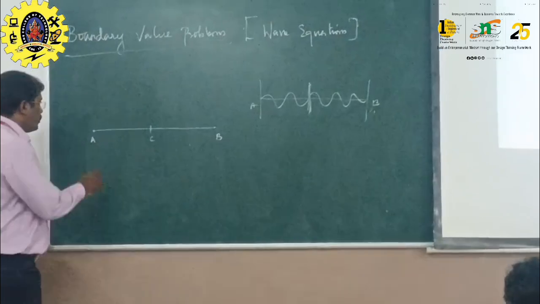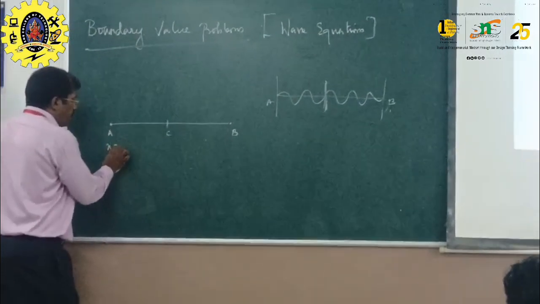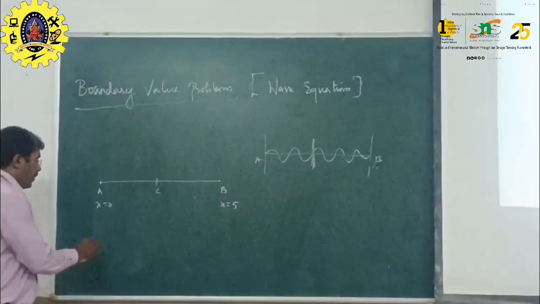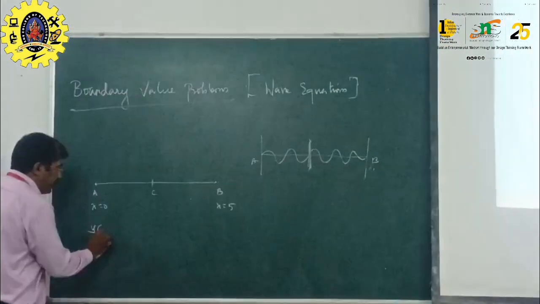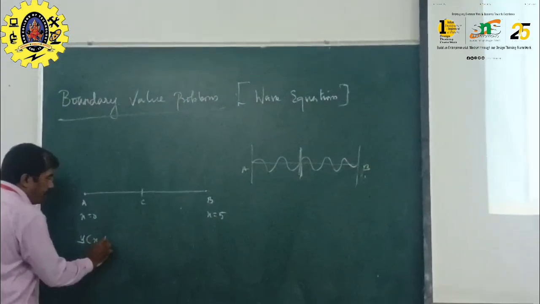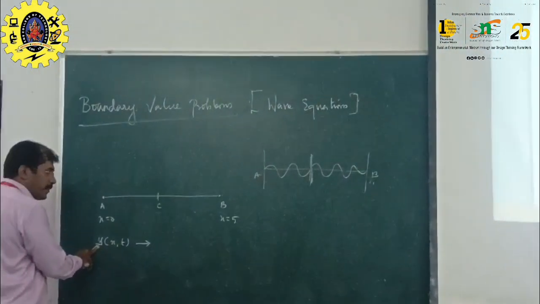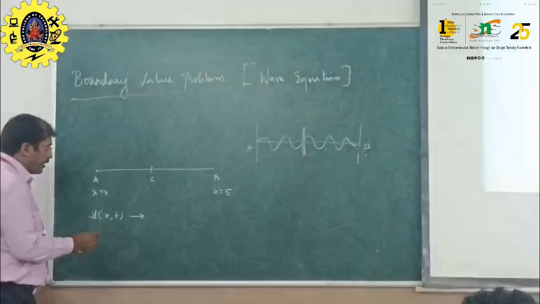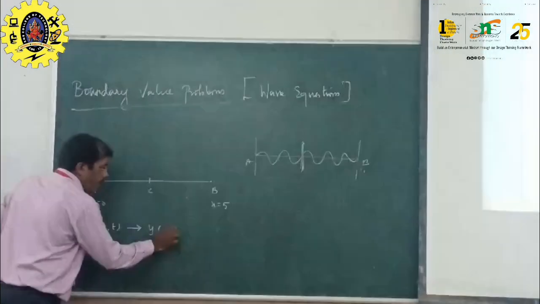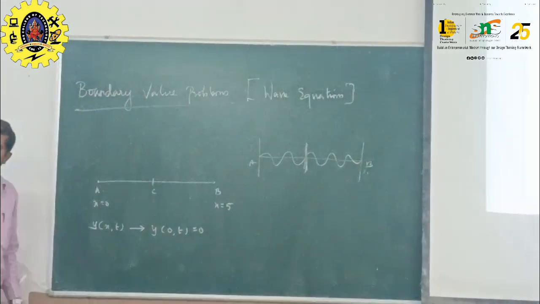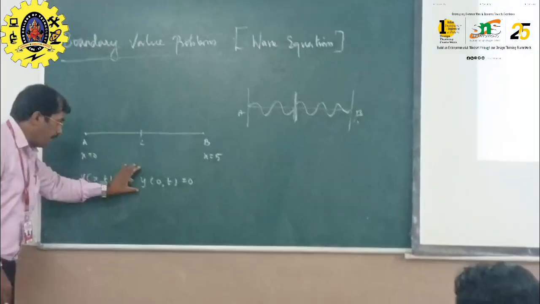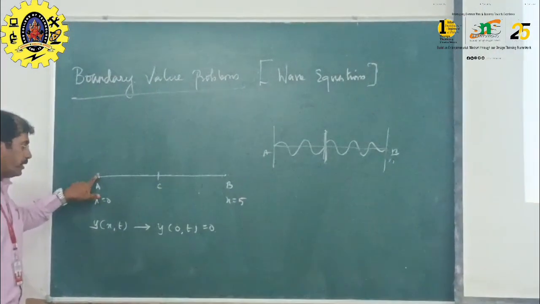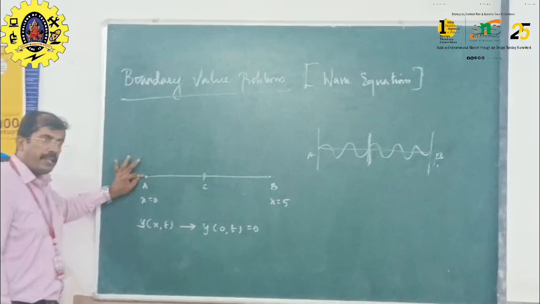Am I right? Suppose this is x equal to 0, and maybe this is 5 centimeters long. If I say y is the displacement with respect to distance and time, then I can say y(0, t) = 0. Do you agree? What I am saying here is that the displacement at the endpoint x equal to 0 will be 0. There is no motion at the endpoint.